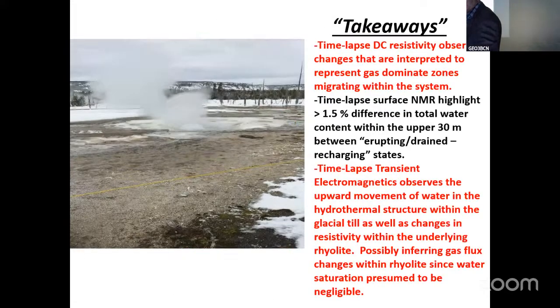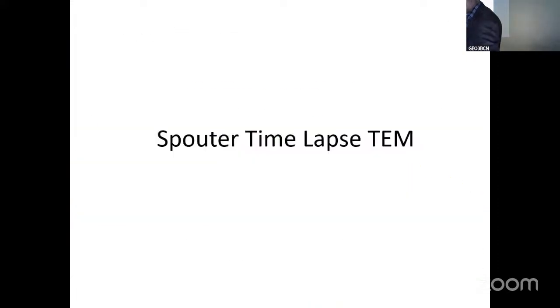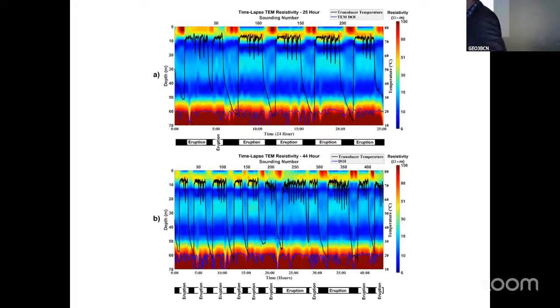Whoops, sorry, come back now. Hey, I'm hitting the arrow too much. Okay, here's where I wanted to be. All right, this is a lot going on, and this is kind of how we'll end, right? This is done with transient electromagnetics. Okay, so this square was put over Spouter Geyser. It's a 40-meter square, and we're just recording every 6 minutes constantly for an entire day.